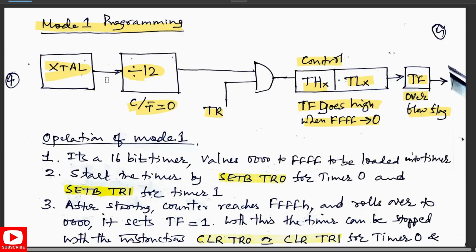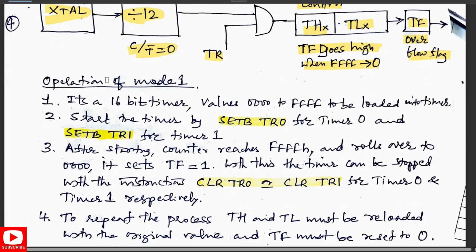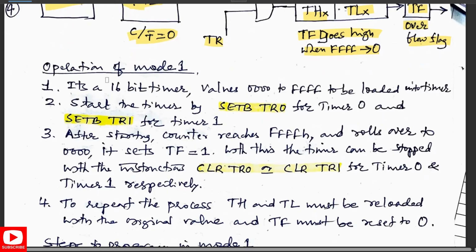It sets it. So let me explain. It's a 16-bit timer. Values from 0000 to FFFF can be loaded into the timer. To start the timer, first set TR0 for timer 0 and set TR1 for timer 1. After starting the counter, it will reach FFFFH and roll over to 0. Then it sets the TF, that is the timer overflow flag, to 1. With this, the timer can be stopped.